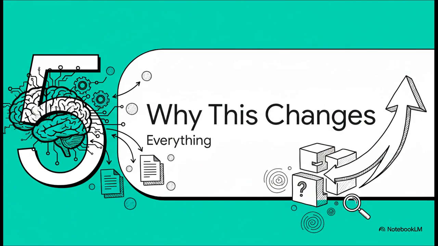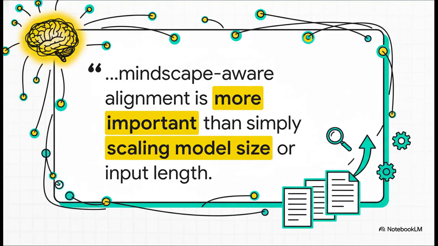So, okay, why does this one experiment matter so much? What's the big deal? It's a big deal because it points to a fundamental shift, a whole new way we should be thinking about building and even judging AI. And the researchers themselves put it perfectly in their paper. They said that this Mindscape-Aware alignment is way more important than just scaling up the model size or the input length. In other words, just making models bigger and bigger, that's not the answer. Teaching them smarter, more human-like ways of thinking, like building a mindscape, that's what really matters.